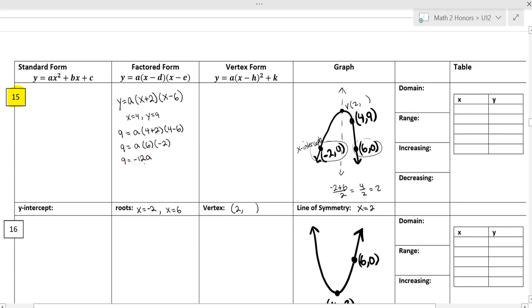Divide by -12, a is 9 over negative 12. Could reduce that to negative 3/4. So factored form is y equals negative 3/4 times x plus 2 times x minus 6.